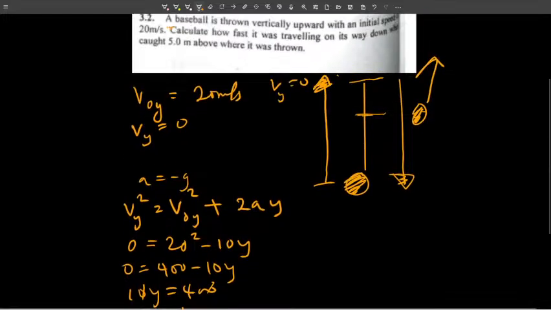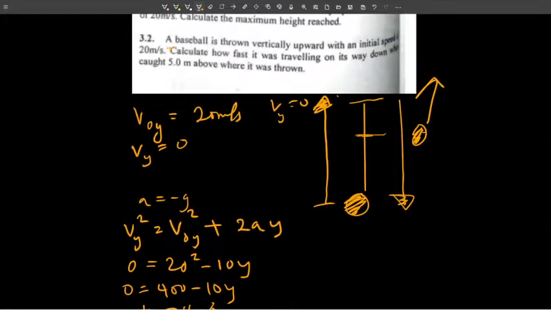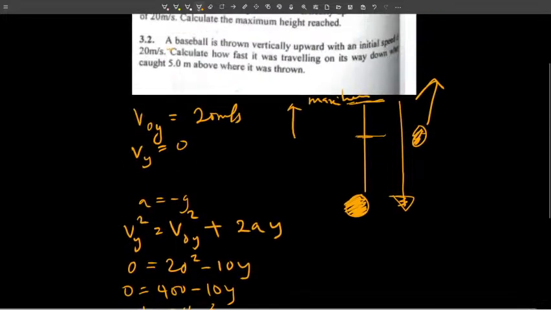That means the height, let me clean and make the diagram better so you understand. From where the ball was thrown to the maximum height, from here to here, is actually how many meters again? It is 40 meters. Do you understand? Now let's go to the second statement, where they said calculate how fast it was traveling on its way down.